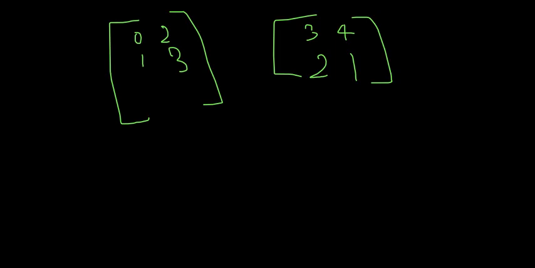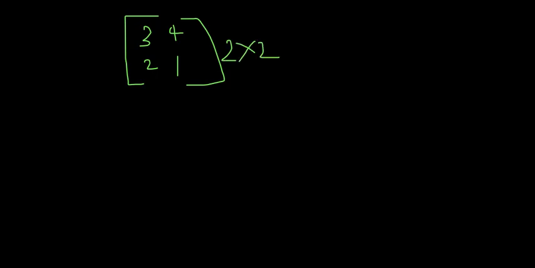So the next example is 3, 4, 2, 1, which is also a 2 by 2 matrix, 2 rows and 2 columns. It is 3, 4, 2, 1. And this is also a 2 by 2 matrix, because we're also going to look into 3 by 3 matrix as well. So I'm just making sure that you know that this is for 2 by 2 matrix.